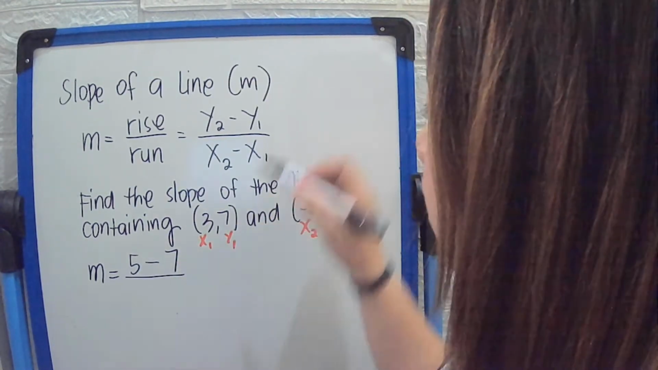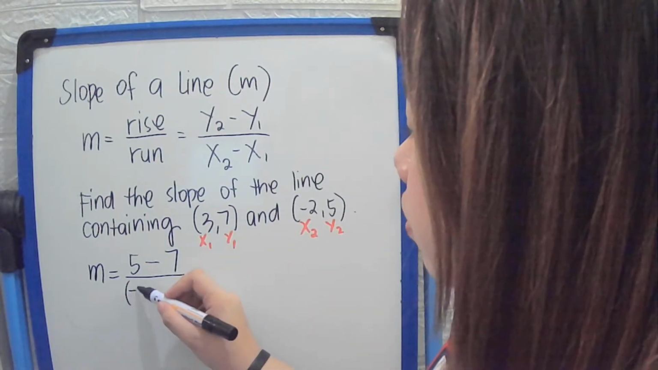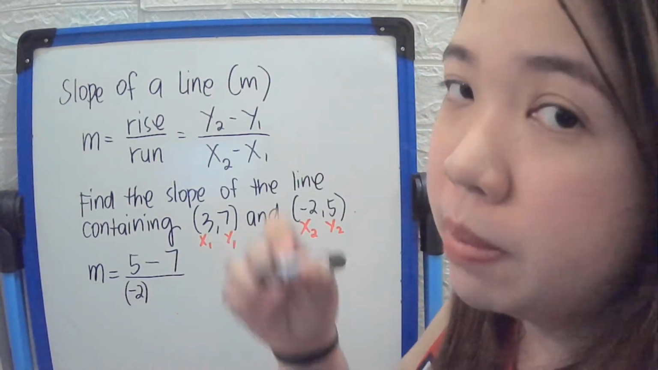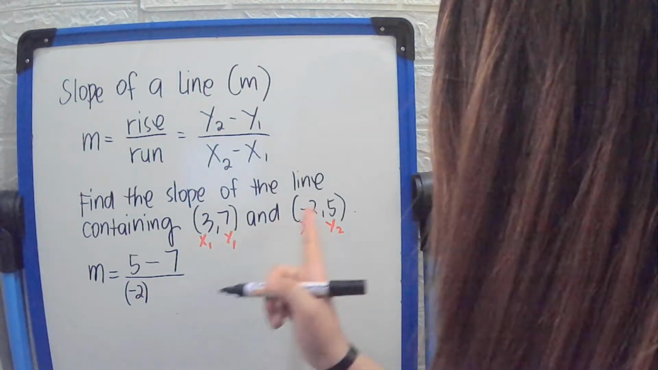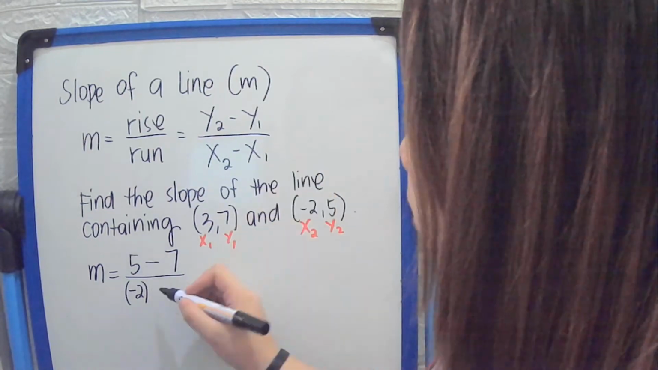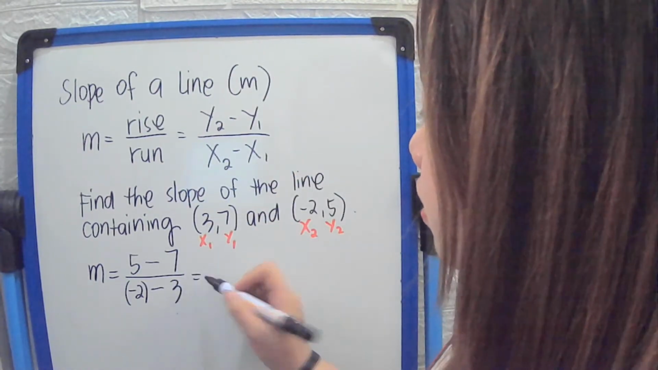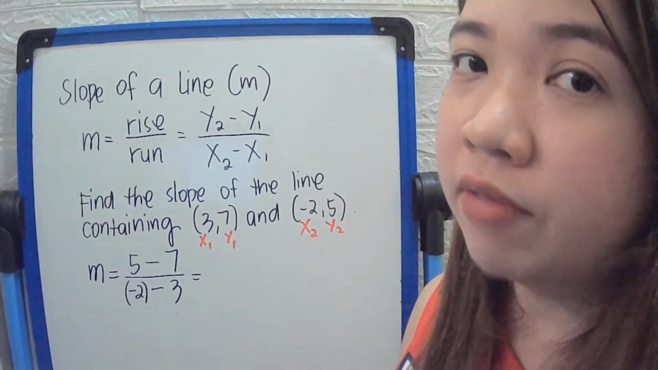Then, all over, our x sub 2 is negative 2. So, I will use parentheses. Every time na may negative na ilalagay tayo doon, we put parentheses, okay? Then minus, our x sub 1 is 3. So, ang ginawa lang natin, nag-substitute tayo ng values dun sa formula.